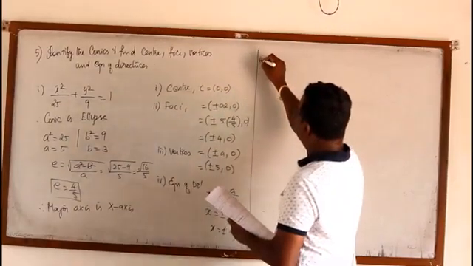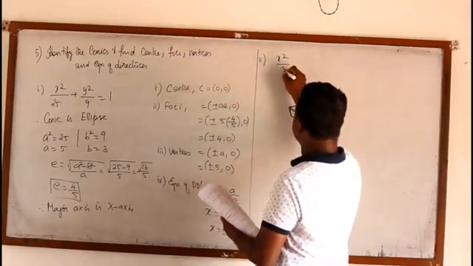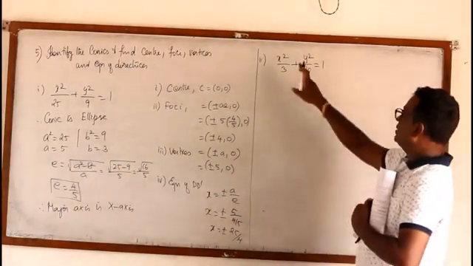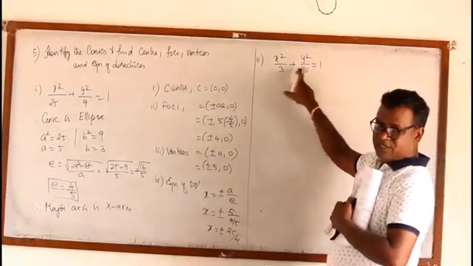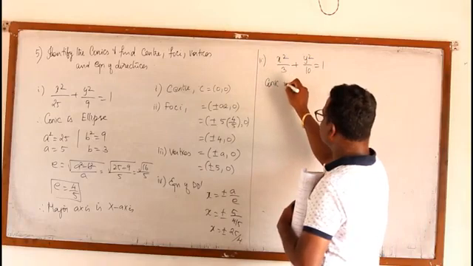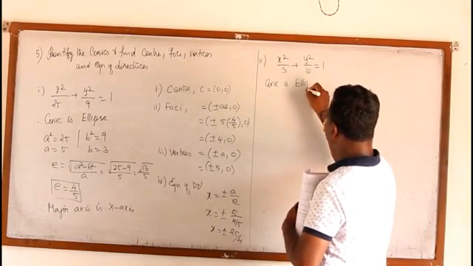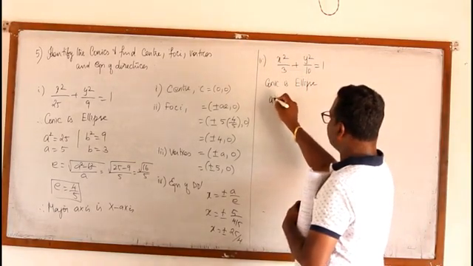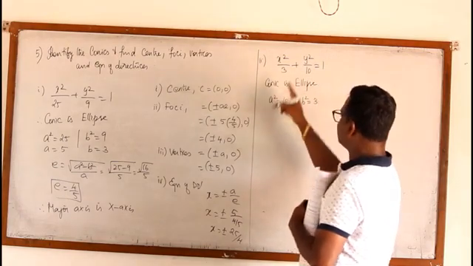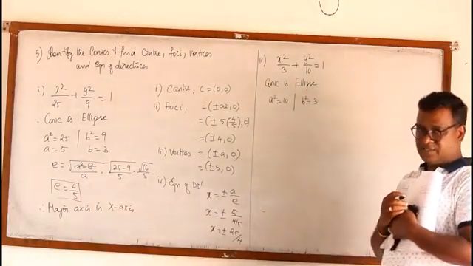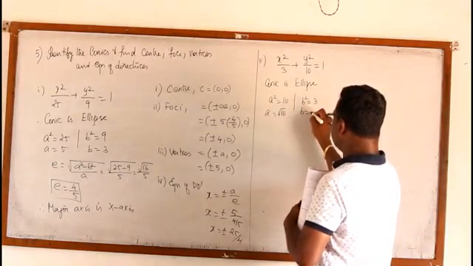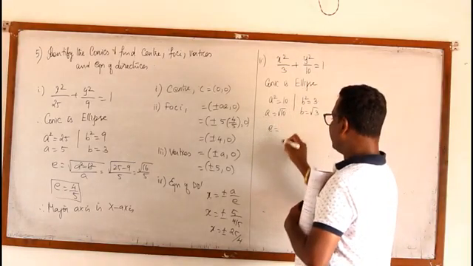Now, second one, x square by 3, y square by 10 equal to 1. So I am having x square by a square plus y square by b square. Therefore, the conic is an ellipse. Therefore, the greater number is a square and the smaller number is b square. So be careful, the greater number is a square in ellipse. Therefore, a equal to root 10, b equal to root 3. Immediately go for finding e.